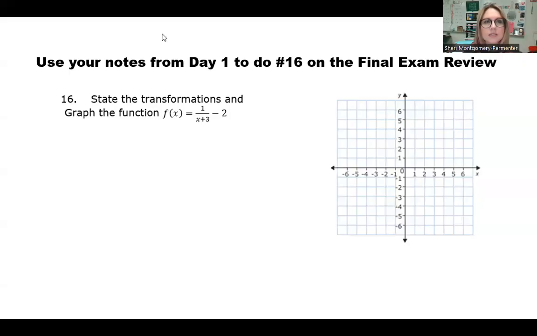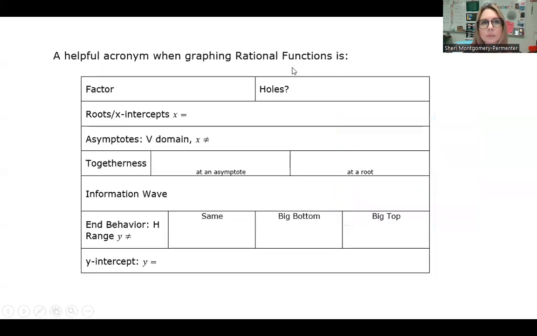Okay, today we are doing our last day of notes. This is graphing rational functions.